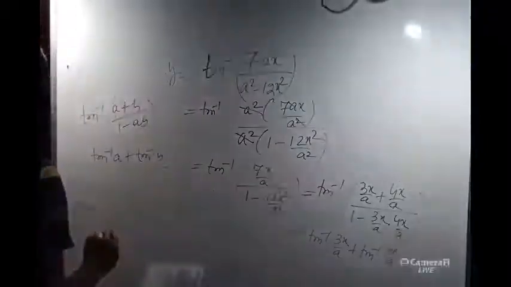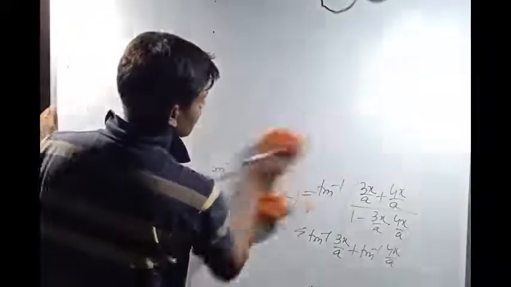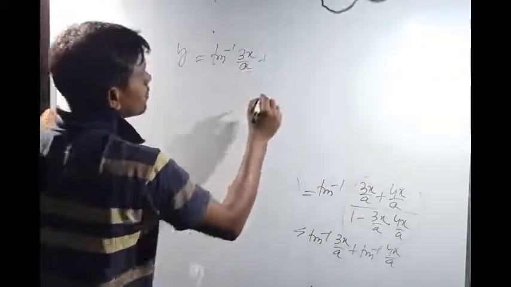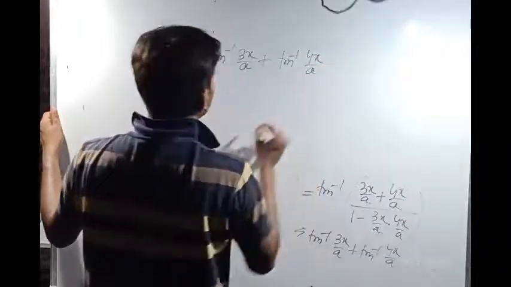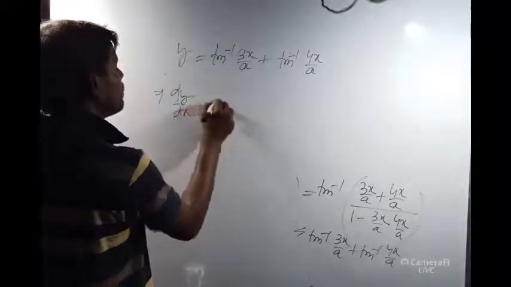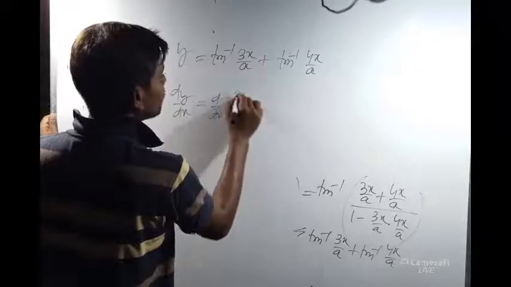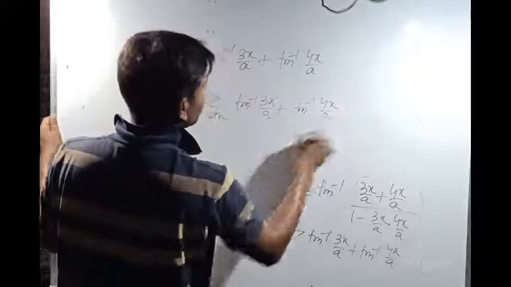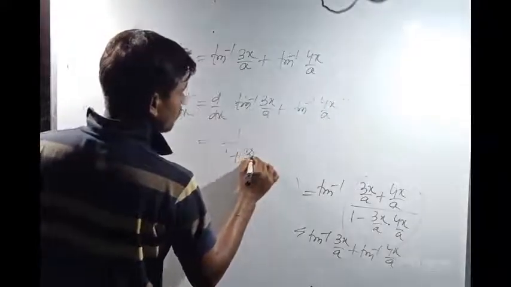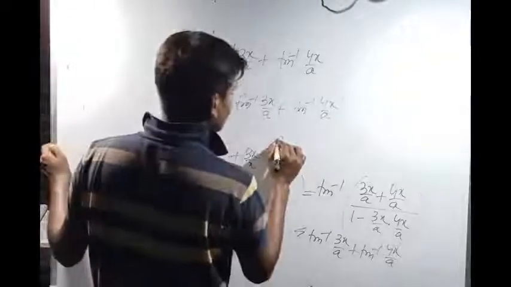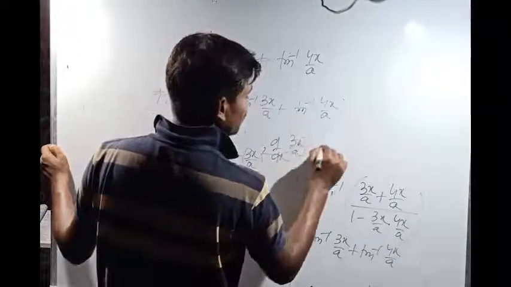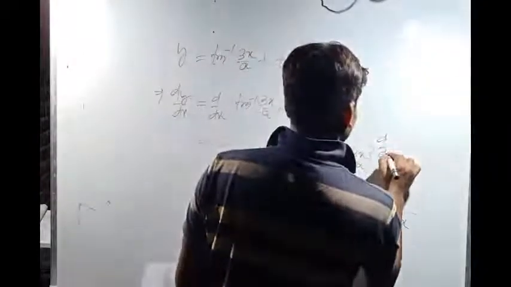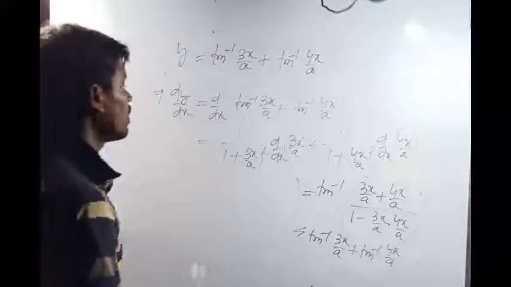Now we get y equals tan inverse 3x by a plus tan inverse 4x by a. Now dy by dx equals d by dx of tan inverse 3x by a plus tan inverse 4x by a. Okay, now this is 1 by (1 plus the square of 3x by a) and the derivative of 3x by a, plus here 1 by (1 plus the square of 4x by a) and the derivative of 4x by a.